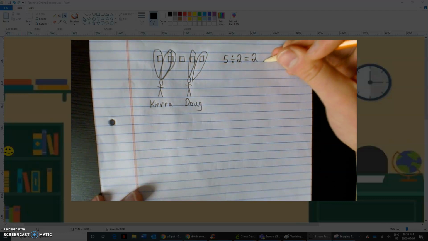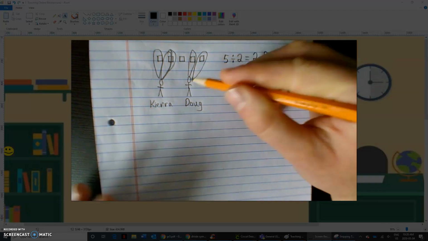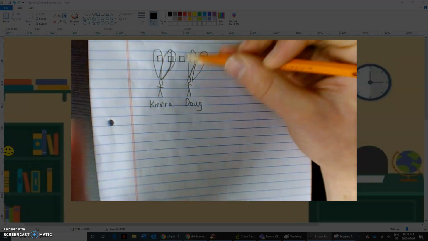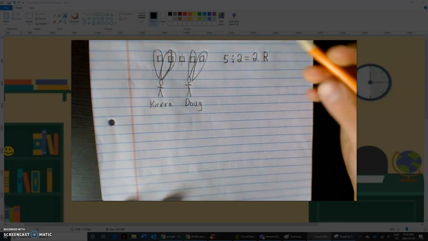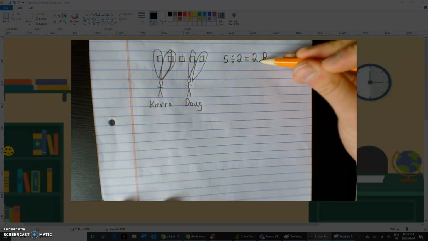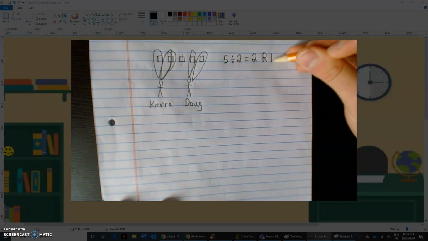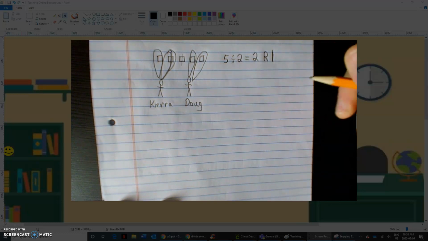What we'll write now is they each have 2 presents with a remainder, because we can't share, we're not going to just cut the present in half, that'll destroy the present. So we're just going to say they each get 2 with a remainder of 1 present that's left over.